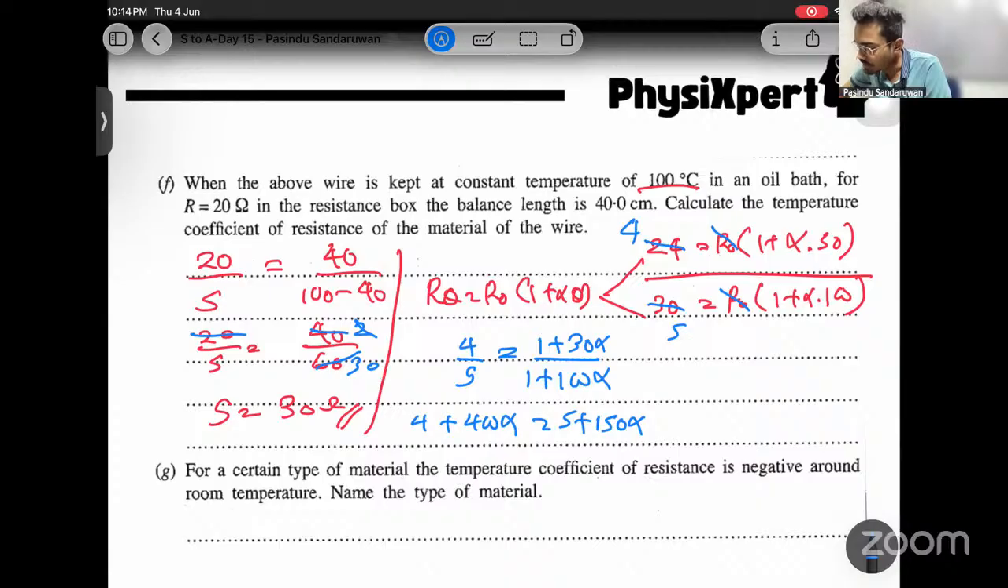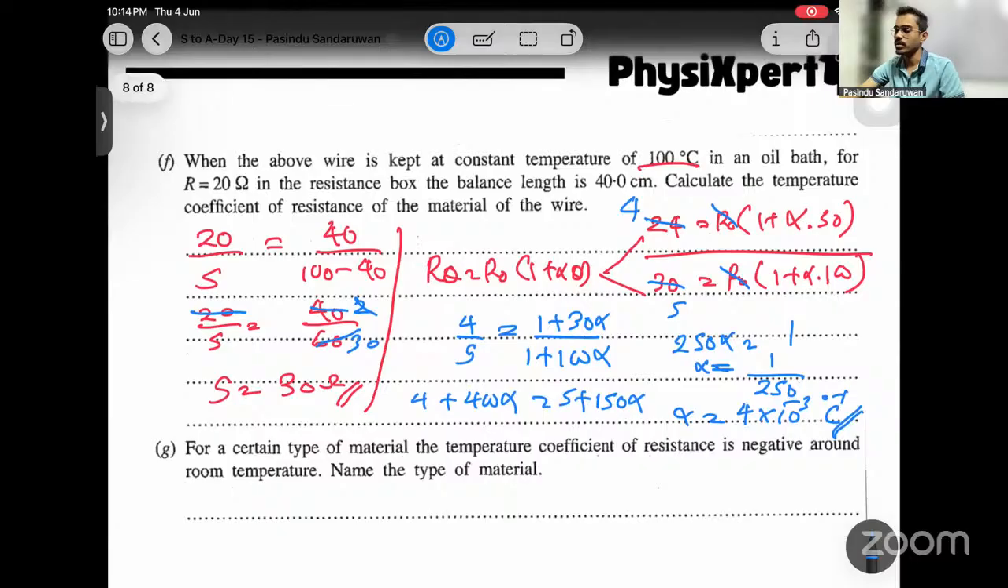Then 5 minus 4 is 1, and 400 minus 150 is 250. Then 250 alpha equals 1. Alpha equals 1 over 250. Then 1000 over 250 is 4, so 1 over 250 is 4 times 10 to the minus 3. Alpha is in per degrees Celsius. Another small calculation.